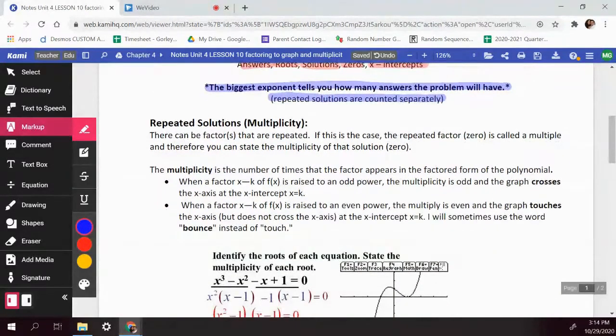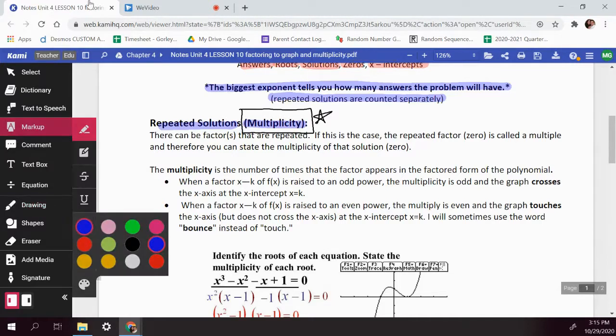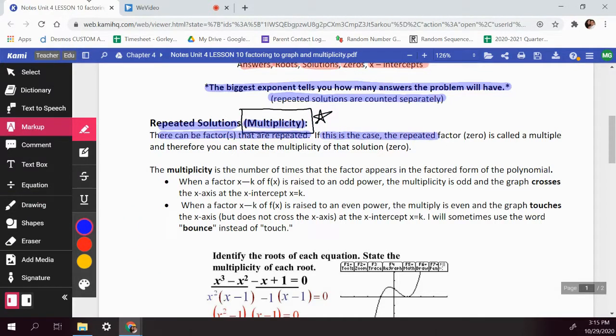Here's a little bit more about repeated solutions. This is a new term for us, multiplicity. I want you to go ahead and put a big box and star around this term because this is something new today. All right, it says there can be factors that are repeated. If this is the case, the repeated factor, 0, is called a multiple, and therefore you can state the multiplicity of that solution. Okay, so basically if one answer is coming up multiple times, it's going to have a multiplicity of something other than 1. You're going to just tell me how many times it's coming up.